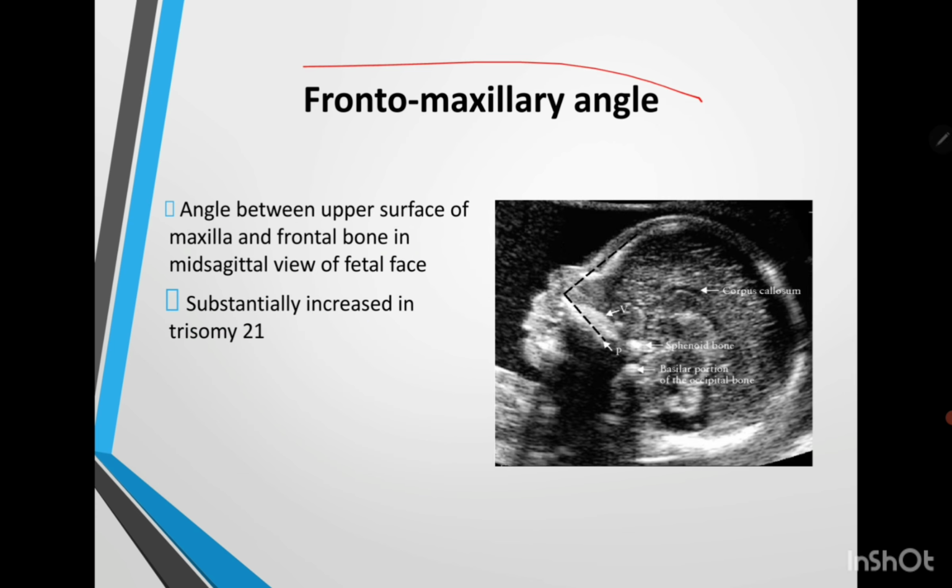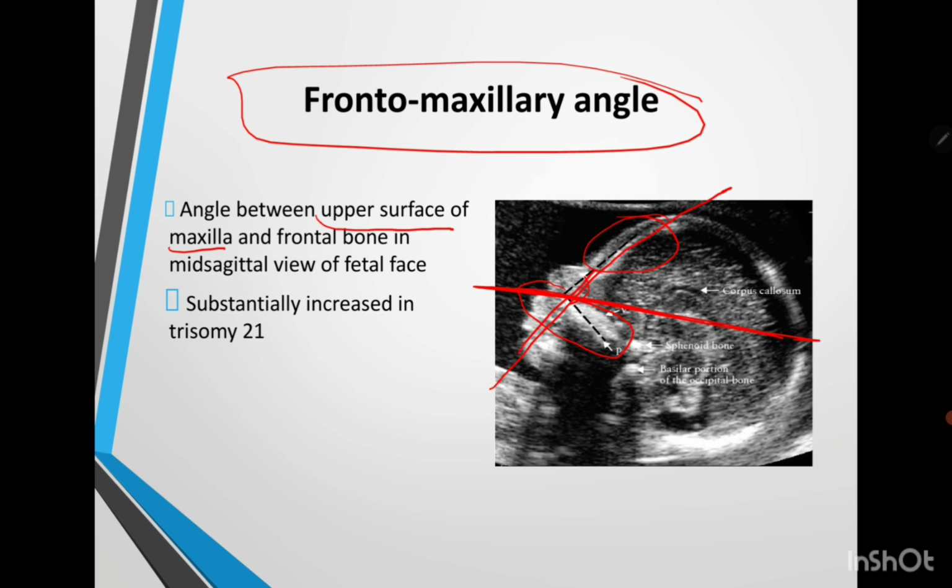So third, your additional soft markers. First is your ductus venous Doppler. Second is your tricuspid regurgitation. Third is your frontomaxillary angle. You can see this is the frontal bone, and this is your maxilla. In between there will be an angle. That is the frontomaxillary angle. This is the angle between the upper surface of the maxilla, you can see this is the upper surface of the maxilla, and this is your frontal bone.